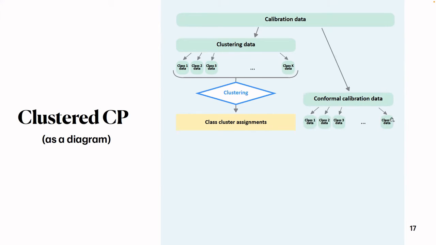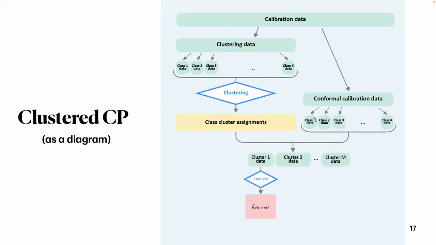And then going back to the conformal calibration data, we'll also split this up by class initially, but then combining this with our class cluster assignments, we can group together data from certain classes. So now we have more data per cluster than we did per class. And then we just do the standard conformal calibration procedure to get a Q hat for each cluster.